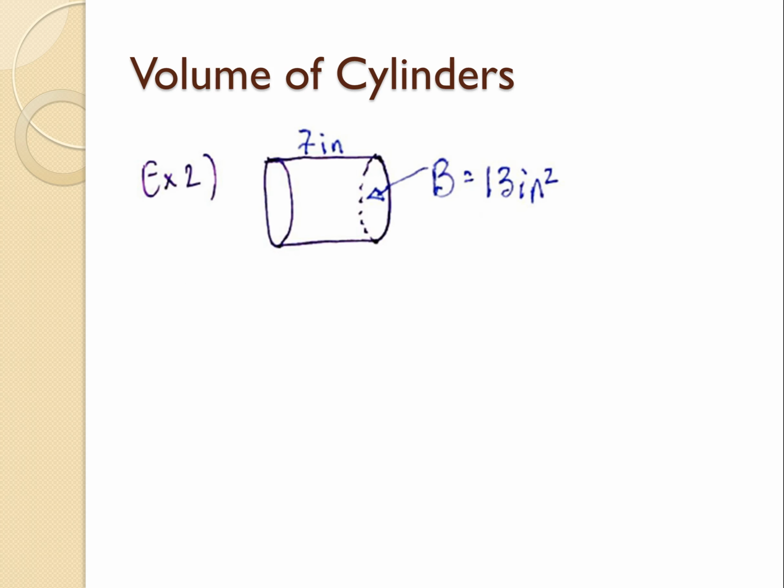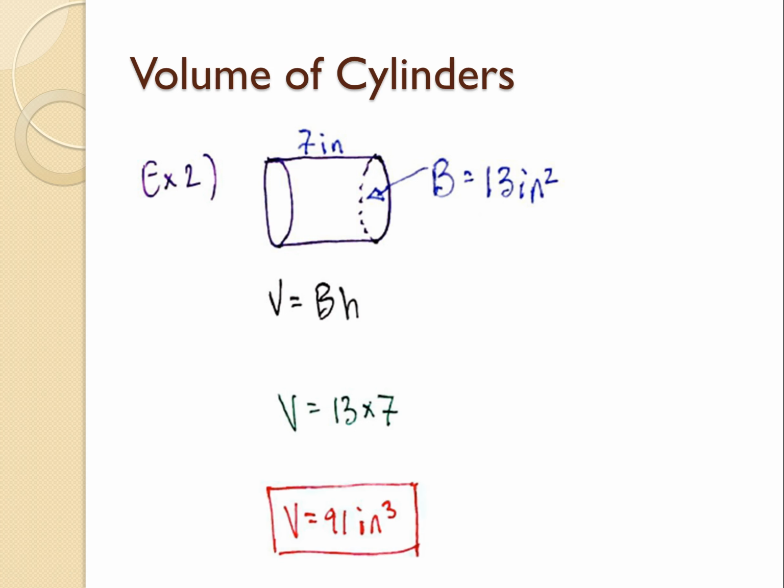Okay, so let's dive into our two examples. Here we go. Example 2. They give us the area of the base is 13 inches squared. Oh, how convenient, because we know the height of this cylinder is 7 inches. Substitute into the formula, 13 times 7. Has someone done that already? Is there a hand in the air? Did that person say 91 inches cubed? Yes, that person is right.